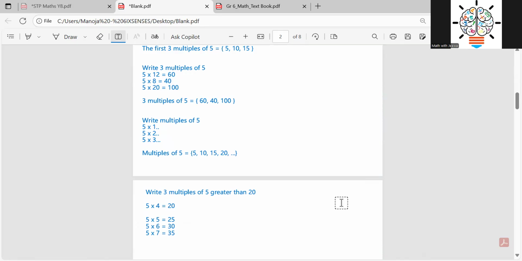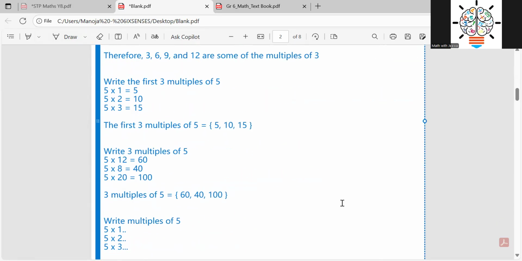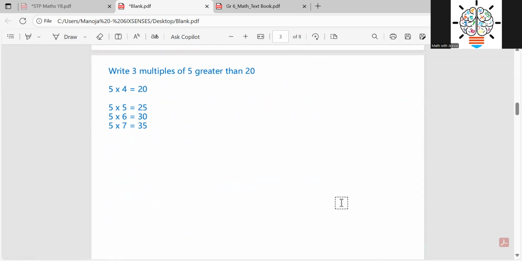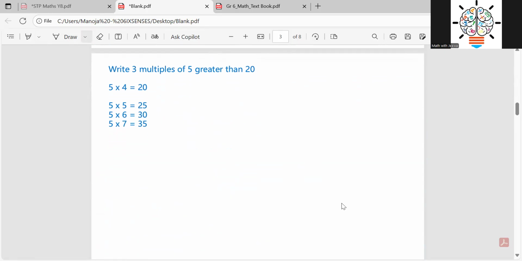Okay. Then we are moving to something very important: the lowest common multiple. What is that concept, the lowest common multiple? See, I am going to explain it now. Like the highest common factor, this time we are going to learn the lowest common multiple.